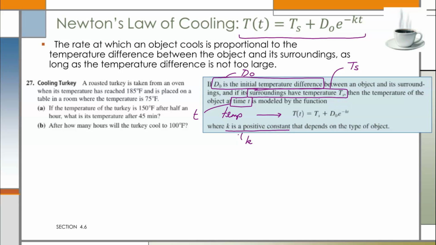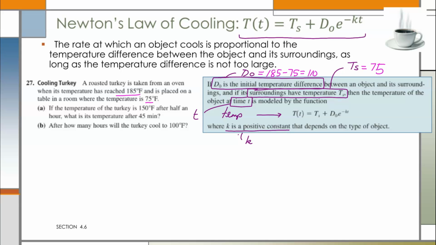A roasted turkey is taken from an oven when the turkey temperature is 185 and placed into a room that is 75 degrees Fahrenheit. So there's our object, the turkey, and there's the surrounding temperature of the room, 75. What D sub 0 represented was the difference between the object, 185, and the surrounding temperature, which was 75. So D sub 0 is 110. Ts is just the surrounding temperature, the temperature of the room. So that's going to be 75.